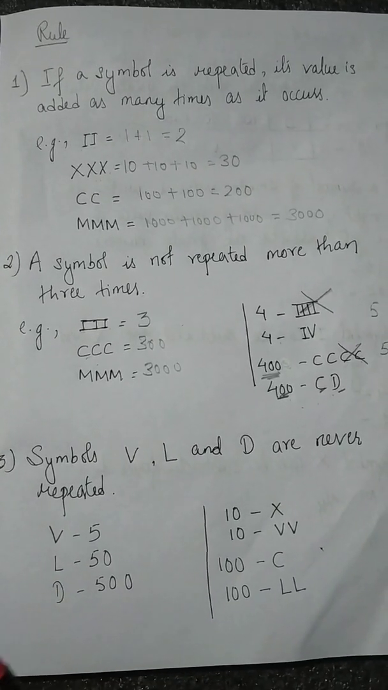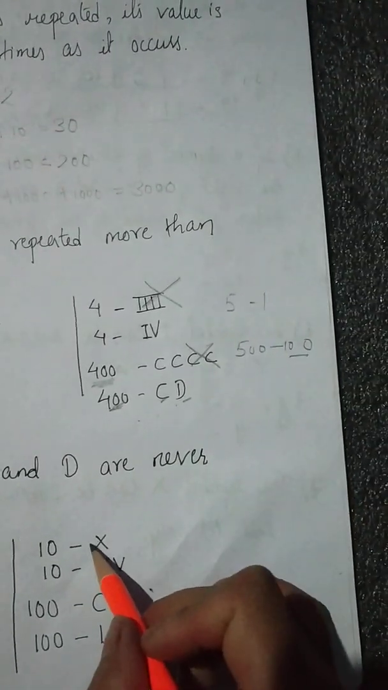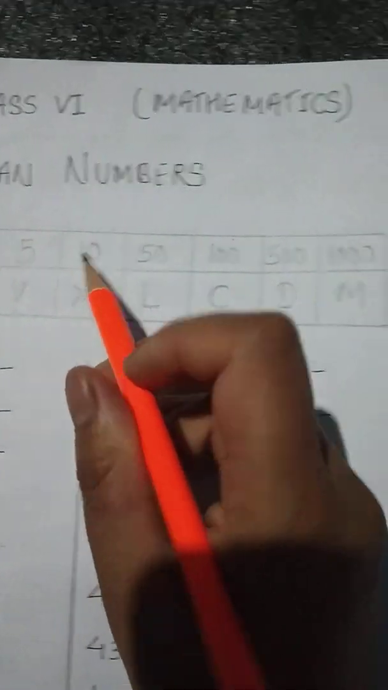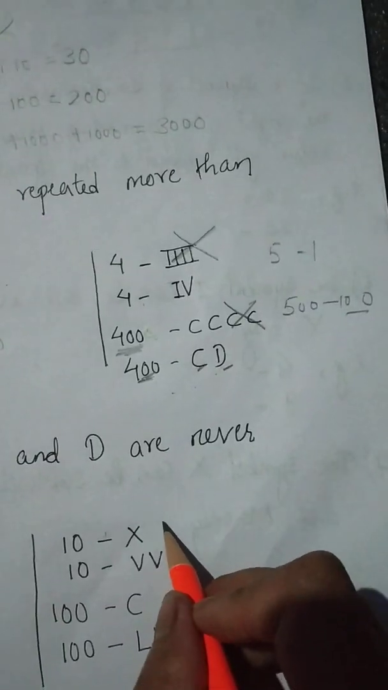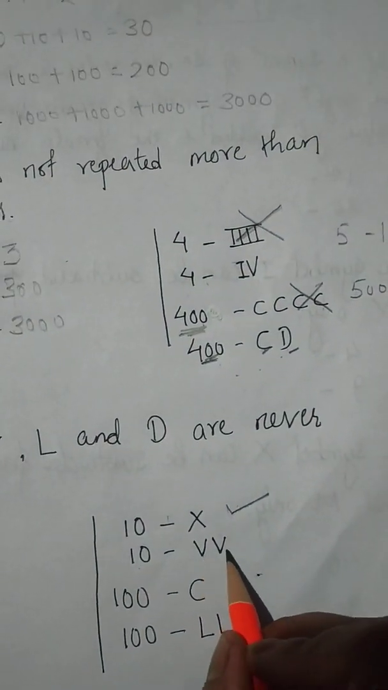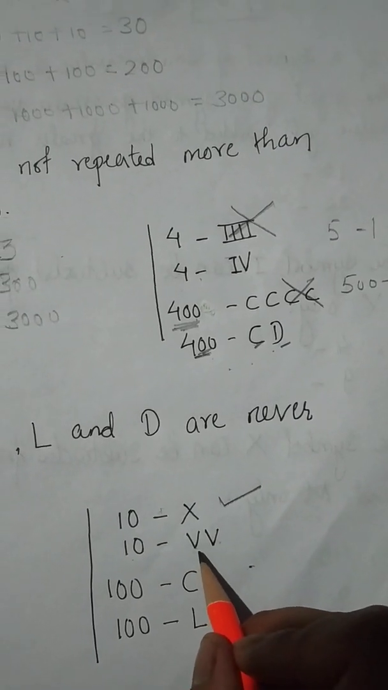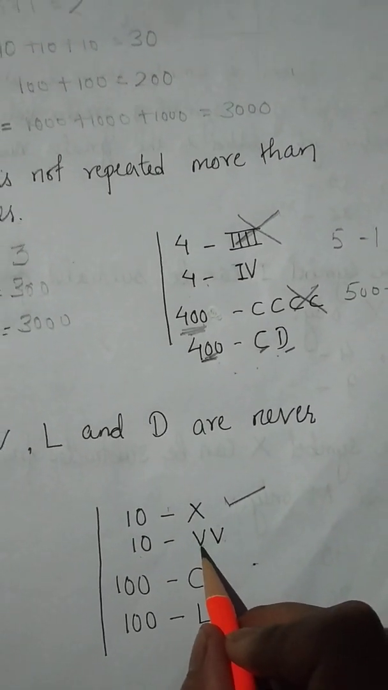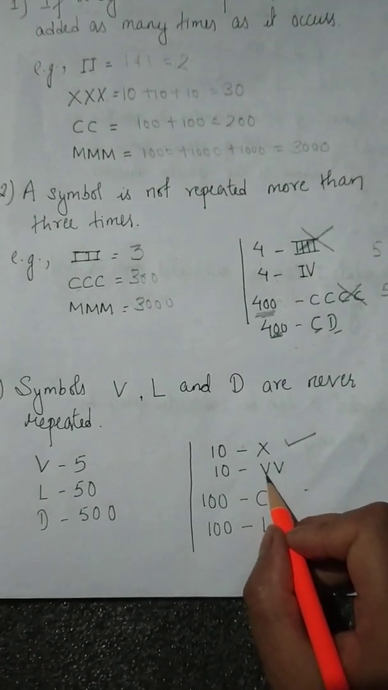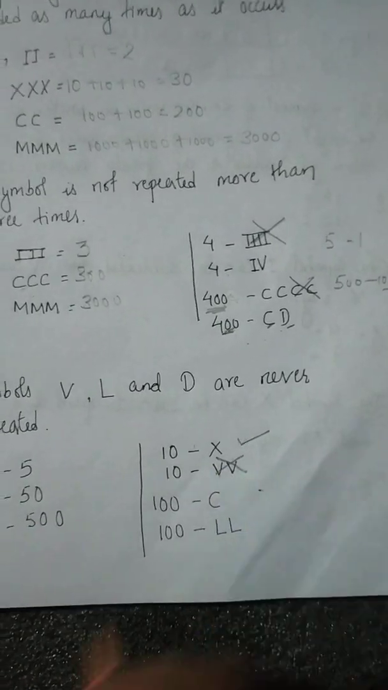They cannot be repeated. Okay, let's check. 10. For 10, Romans use X, right? They use X for 10. So which is correct out here. But if I write 10 as VV, V is for 5. So this will be 5 plus 5, right? But I cannot write this. Why? Because according to the third rule, V cannot be repeated. That is why this will be wrong.